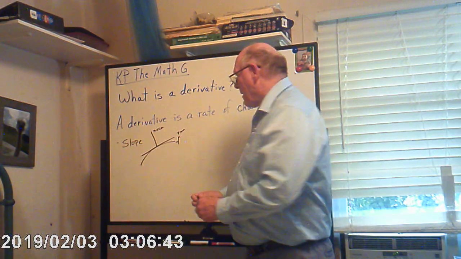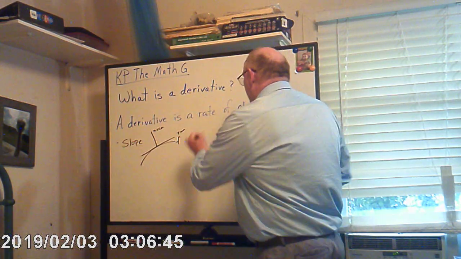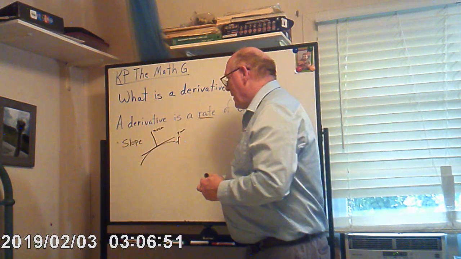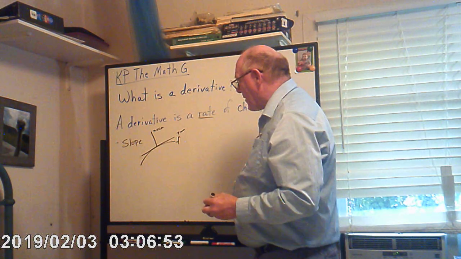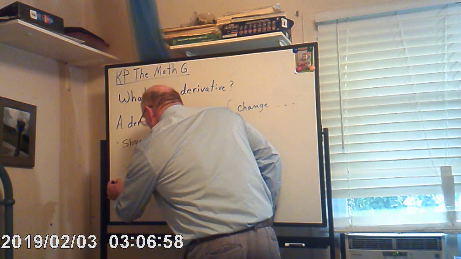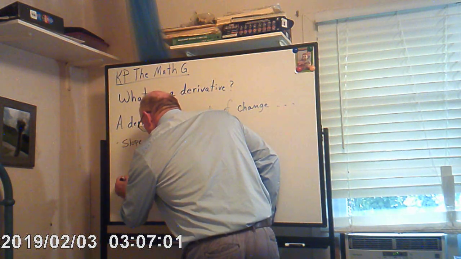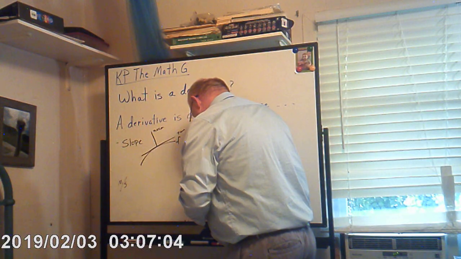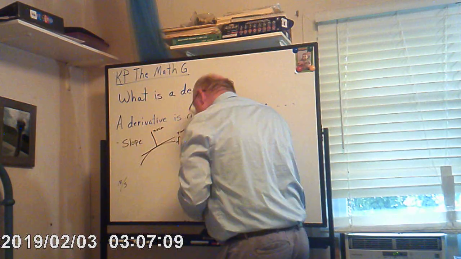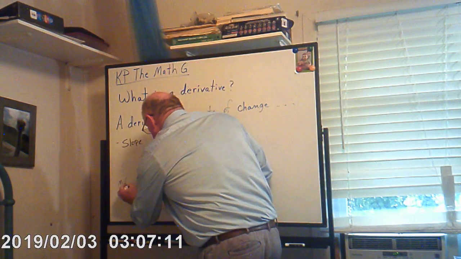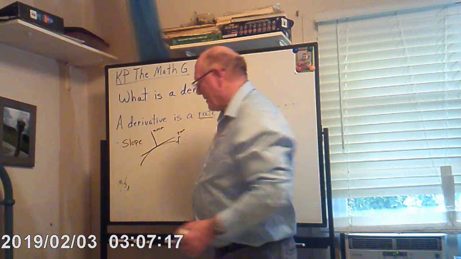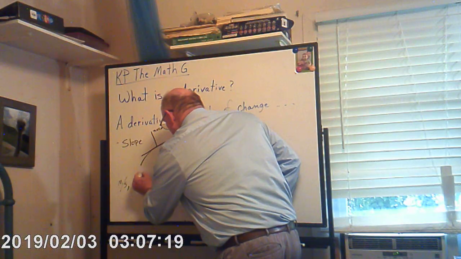Anytime you see the word rate of anything, you are dealing with a derivative. So a lot of times you'll see something in terms of velocity, maybe. So if you had something like meters per second, miles per hour, or meters per second. In this case, this would be meters per second. Miles per hour would be more like this.